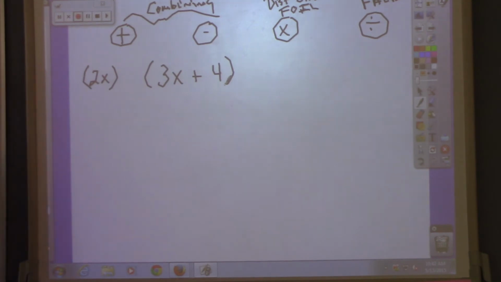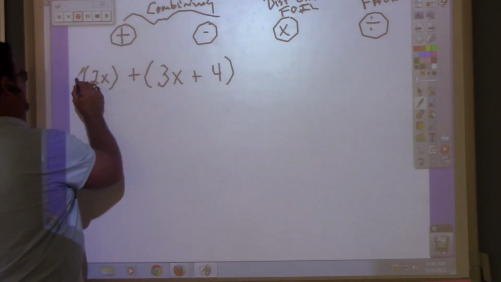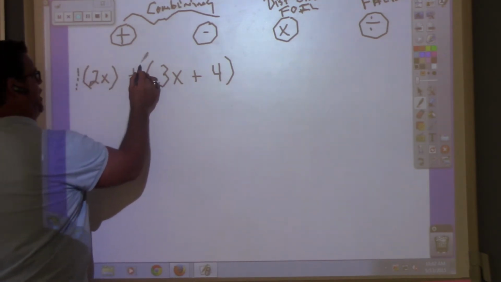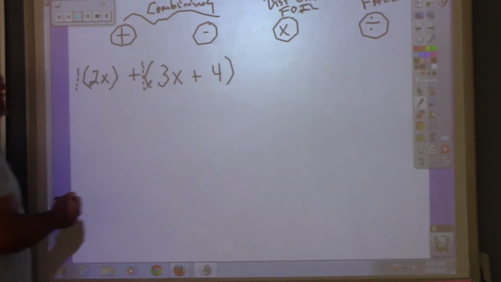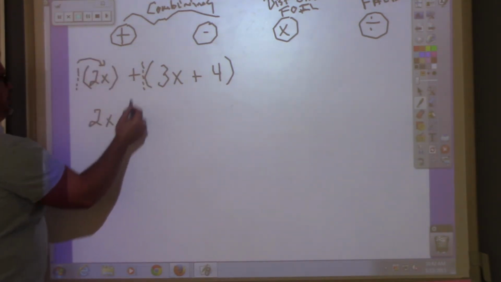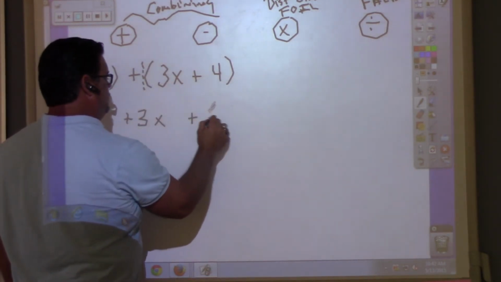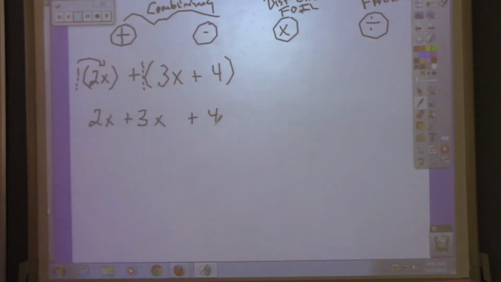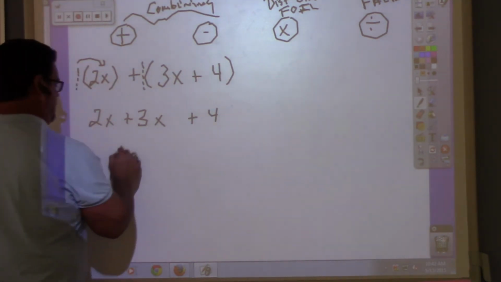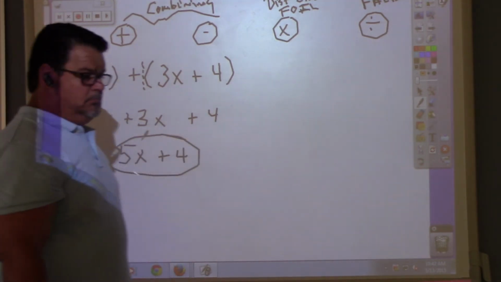Okay? So combining means that you add. So I have a positive 1 here. To get rid of the parentheses, I distribute. So 1 times 2x is 2x. 1 times 3x is 3x. And 1 times 4 is 4. And what's the only thing you can combine there? The 3x and the 2x. And that's 5x plus 4. And that's how you combine polynomials.